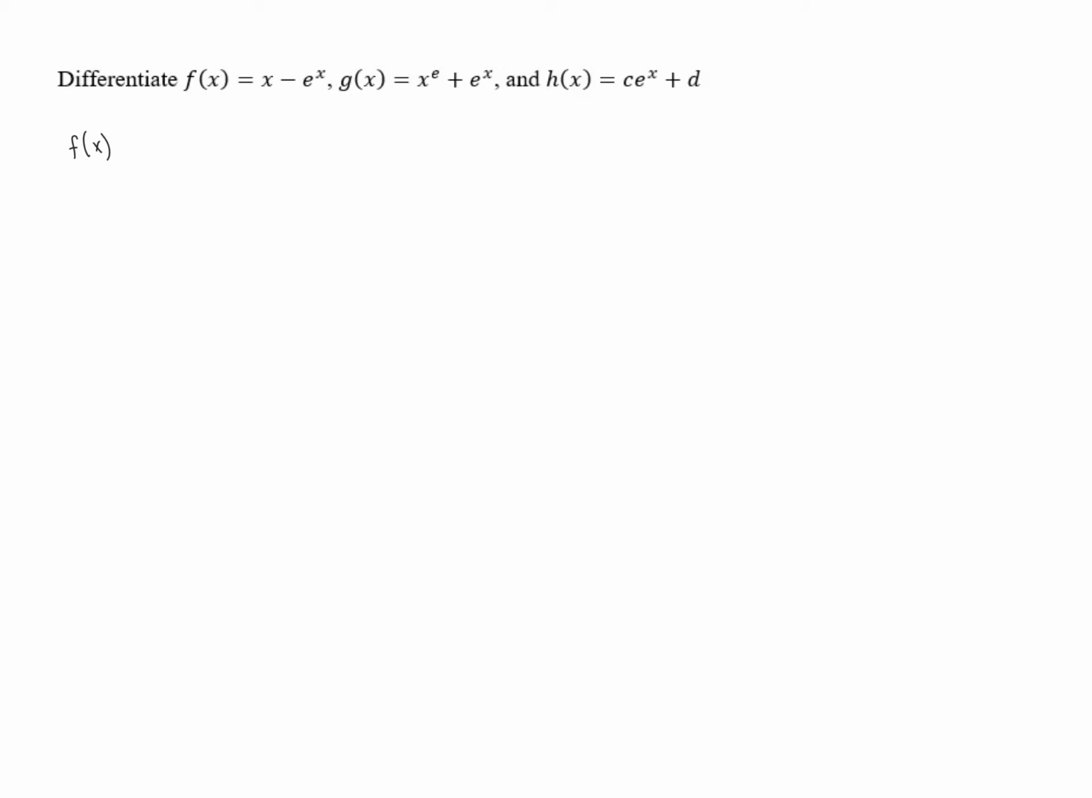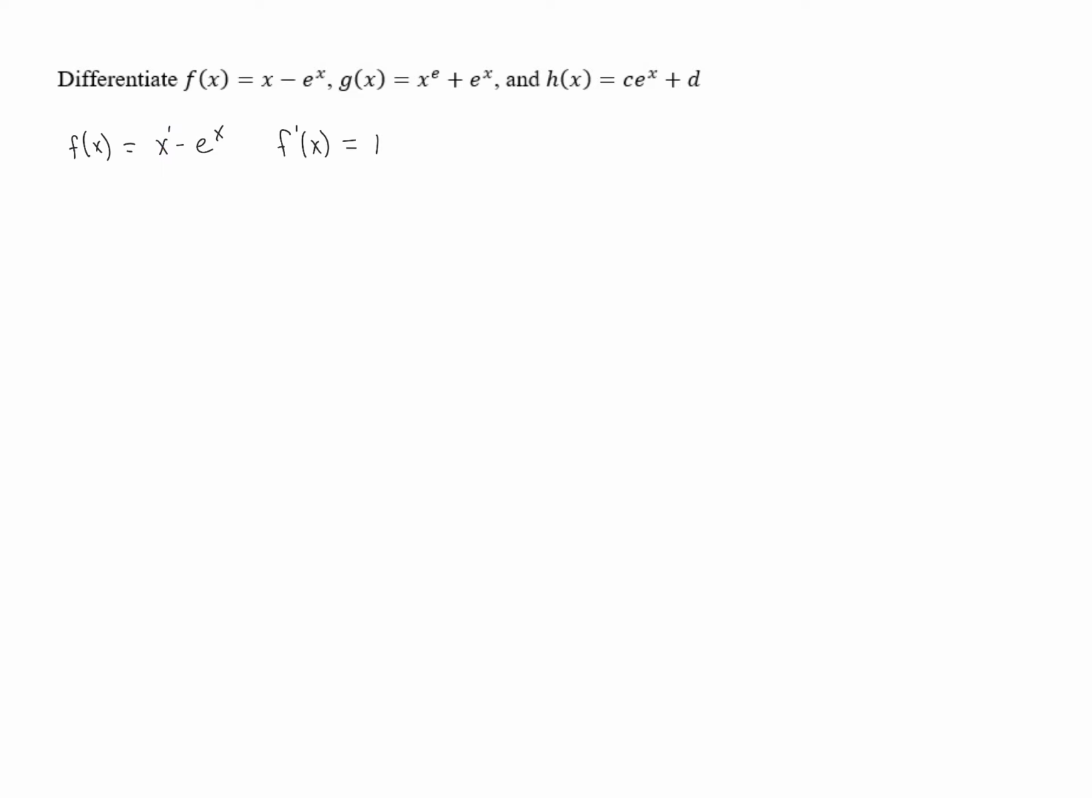Let's start off with f of x equals x minus e to the x. If we want to differentiate this, we can do this one term at a time. The derivative of x is 1. There's different ways we can think about that. x is the same as x to the first, and so if we're using the power rule, we bring the 1 out front, and when we subtract 1 from the exponent, x to the 0 is just 1, so 1 times 1 is 1.